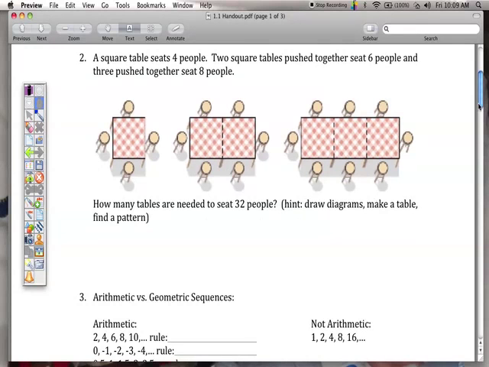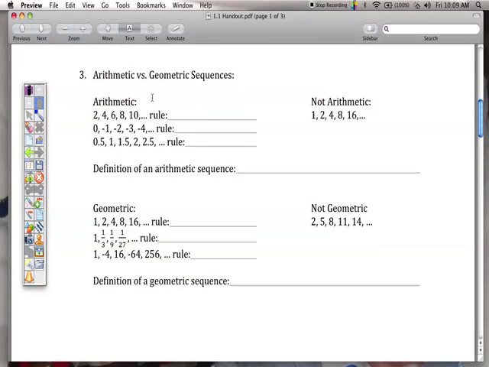Okay, main ideas of the section. We're going to look at the difference between arithmetic and geometric sequences. So the following are arithmetic, and this is not arithmetic. See if you can find the rule for each one of these and give me a definition for arithmetic sequence. If you can, go to geometric, find the rule for each one of these, and give me a definition of a geometric sequence.